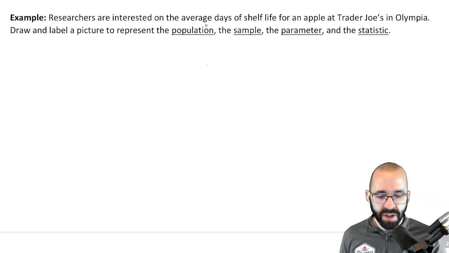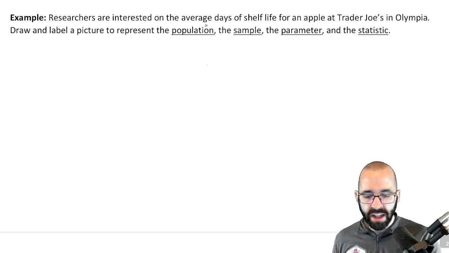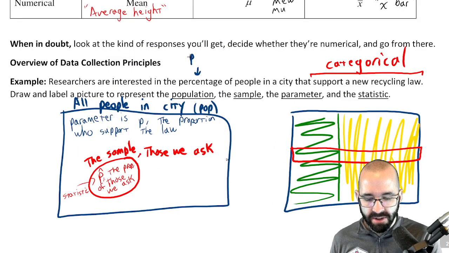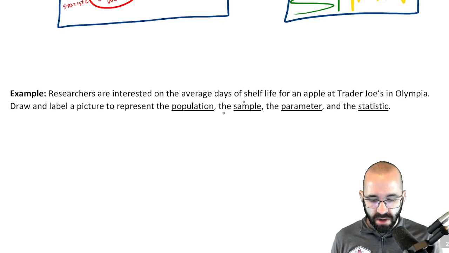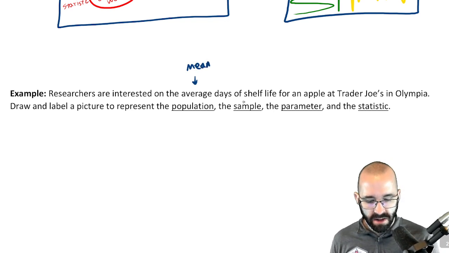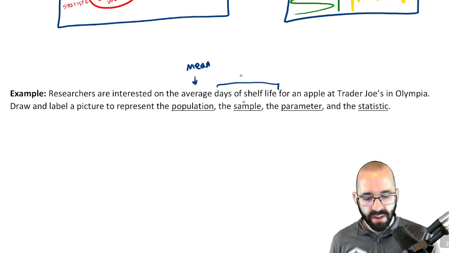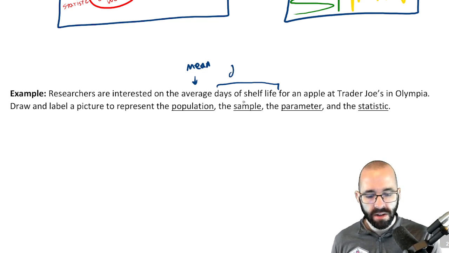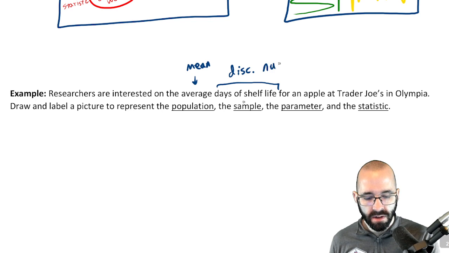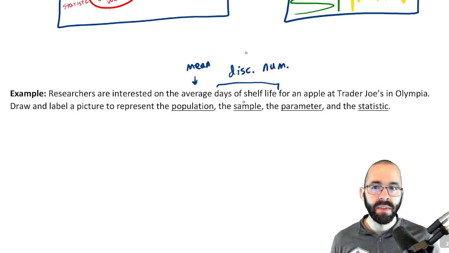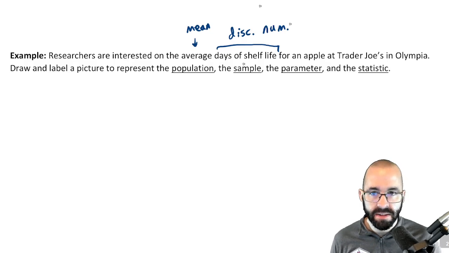Great. So we're going to do the same thing. What are we looking at? We're looking at an average. Over here, we looked at a percentage. That's a proportion. Over here, we're looking at the average. That's a mean. You can also look at days of shelf life. That's going to be discrete numerical. That tells you that we're looking at means. Two ways of finding that we're looking at means.